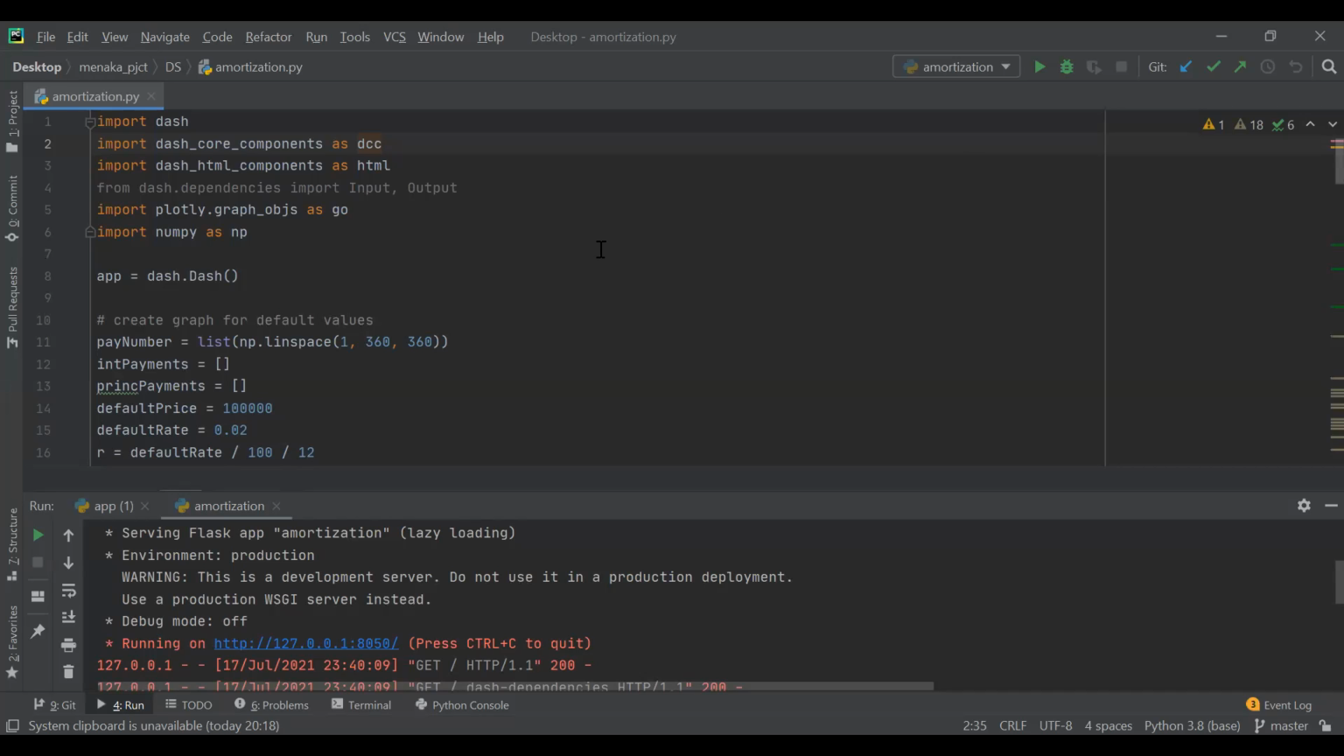For the second semester data analysis with Python project, I have developed a small visualization tool which would be helpful for almost 60% of people. The title of my project is EMI roster calculator.